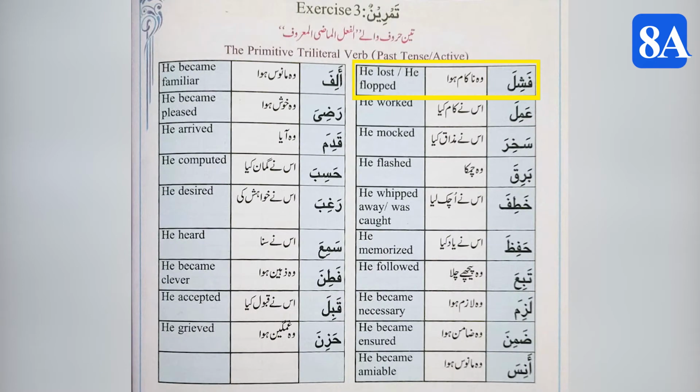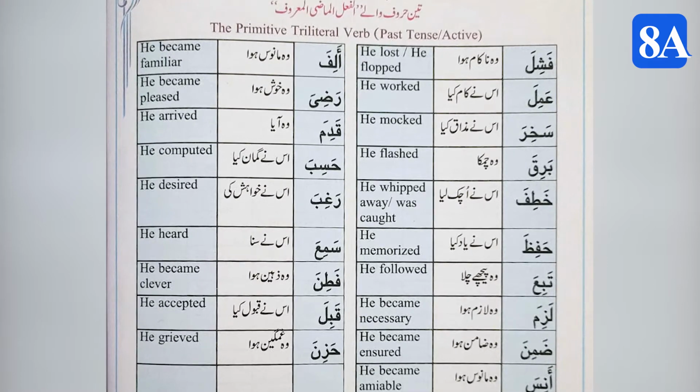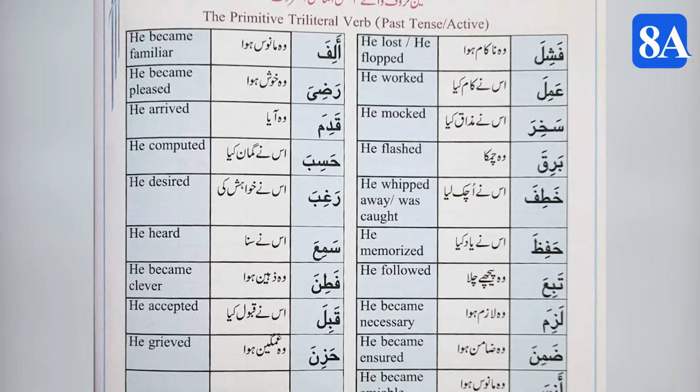Fashila, wo nakam hua. You can read it in Urdu. Fashila means wo nakam hua. In English, we read he lost or he flopped. Then you go to the next word, amila. Amila means usne kaam kiya. And if I have to say it in English, he worked. So if I know either of the two languages, English or Urdu, I will understand Arabic easily, inshallah.